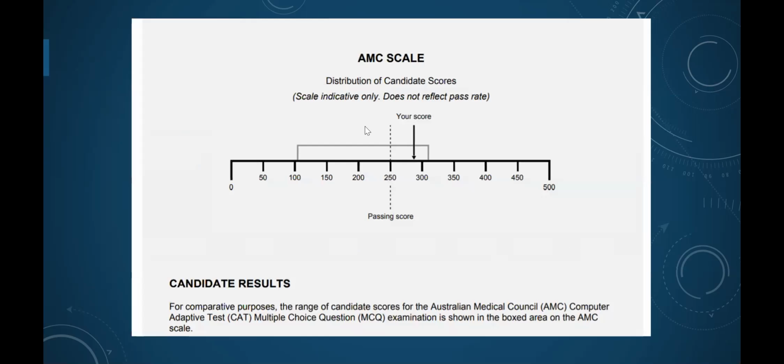The last one is your AMC scale. Your results usually will come up like a scale. See this 250, if you are on the top of 250, you pass the exam. All right. So the AMC scale is a manifestation of your ability to answer questions appropriately. It's not how many questions you have answered correctly. It depends on how many difficult and how many easier questions you have answered.